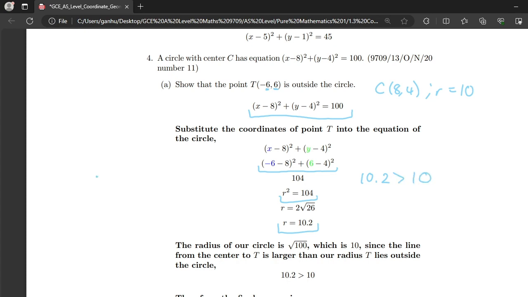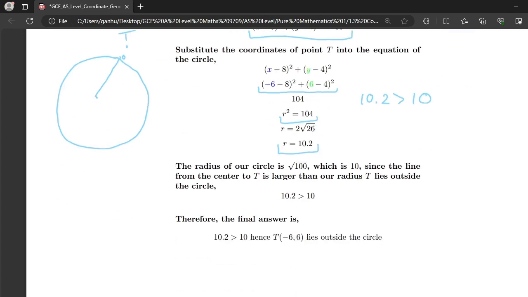So if I'm to sketch a diagram, it would look something like this. We're saying from this point to the circumference, that would be 10. But 10.2 would lie somewhere here, so we'd say T is somewhere there, and as you can tell, T lies outside the circle. So your final answer would be saying that 10.2 is greater than 10, so that means that T lies outside the circle.